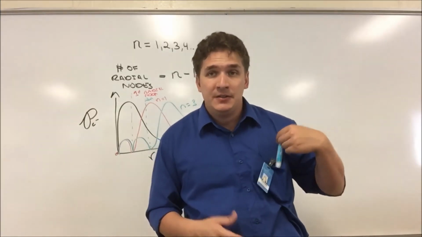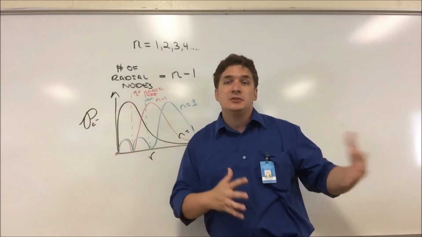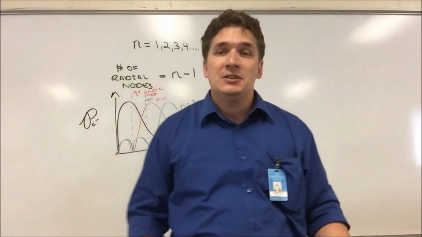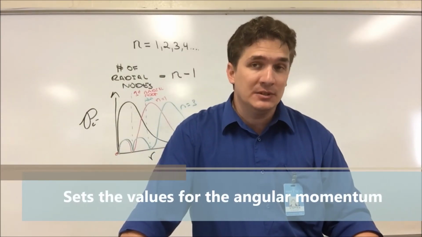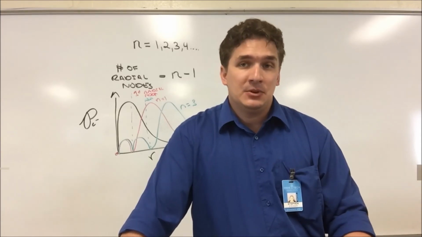Now, this is the first big property of the principal quantum number. It's going to set the number of radial nodes, and it's going to increase the energy as we set up these nodes because we're pushing electrons further away. The second thing it's going to do is set limits on our angular momentum number L. So that'll be the next video where we talk about L. But n sets L, and it also sets the number of radial nodes.